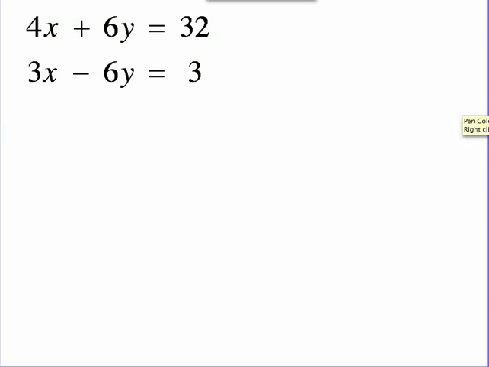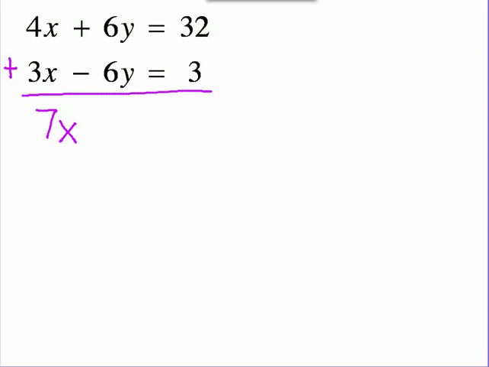So let's think about things. If I add a positive 6 to a negative 6, what do I get? 0. So really, if I add these 2 equations together, I get 4x plus 3x, which is 7x. I get 6y and negative 6y, which is 0y. It's nothing. And so really I have eliminated the y.